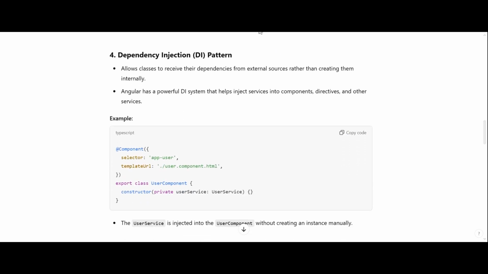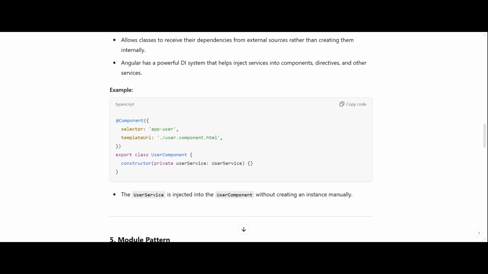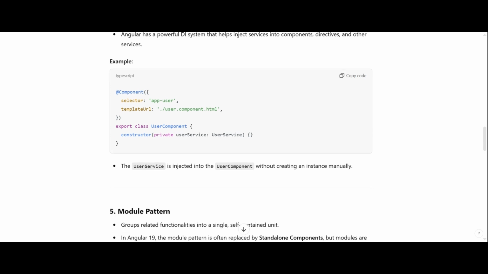So the fourth one is dependency injection pattern. We already have covered a video for it as well. Angular is actually famous for its dependency injection, or in short DI pattern. It helps keep the code loosely coupled by injecting dependencies from outside. DI makes unit testing easier as well and keeps the code modular and scalable. So in this example, the user service is injected into the user component without creating an instance manually.